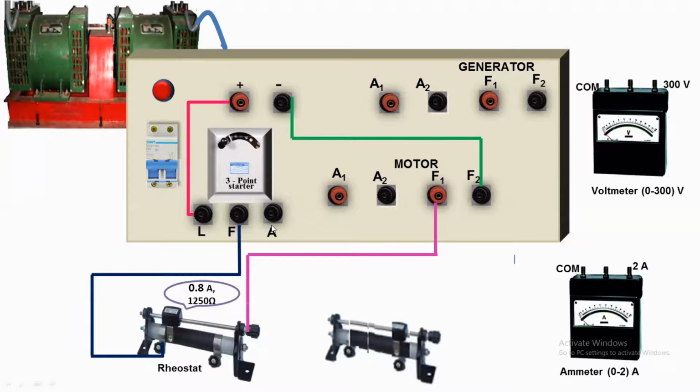Then starter A to armature terminal A1. Then A2 to supply negative. Now the motor side connections are over.